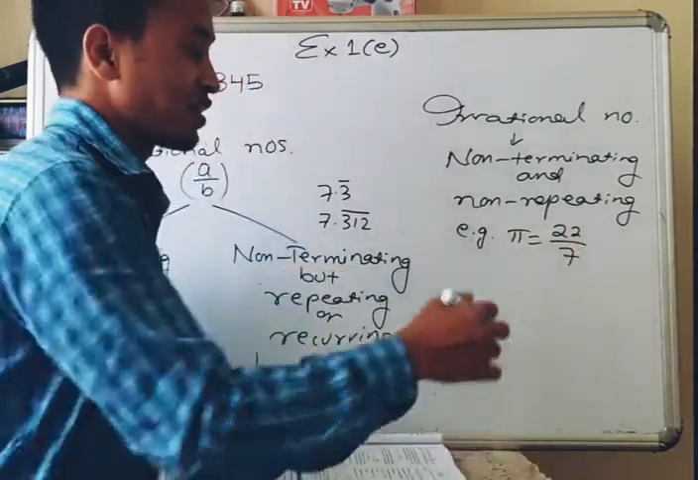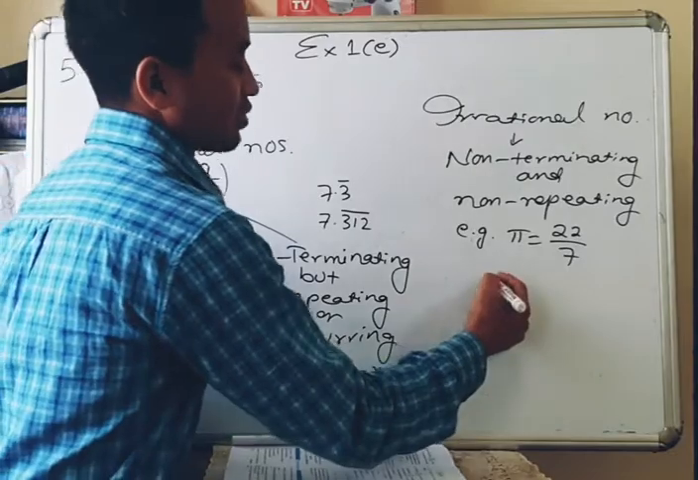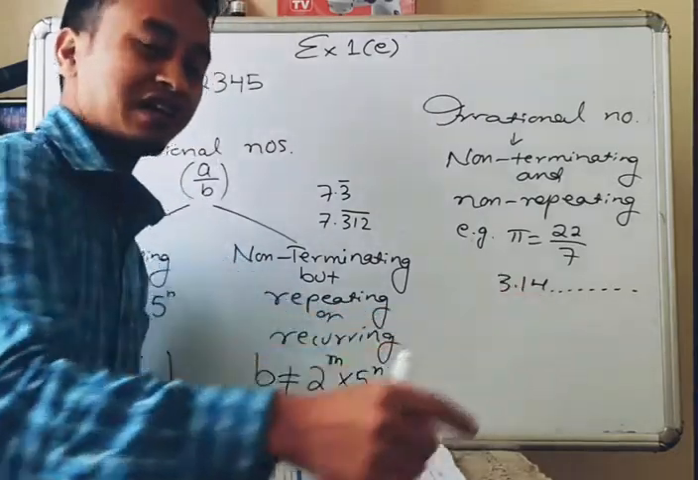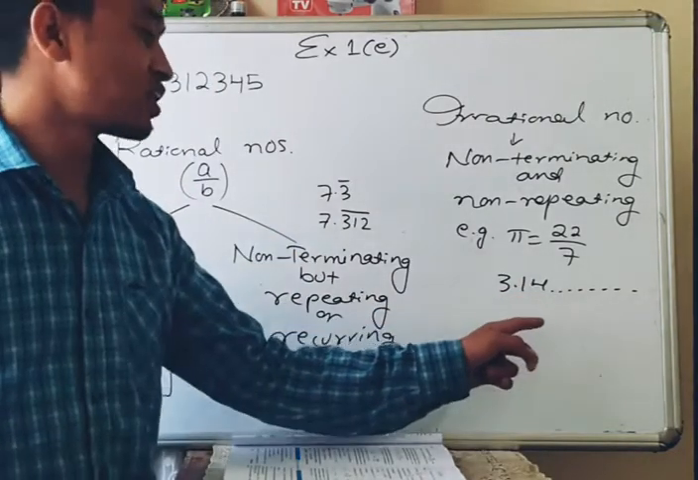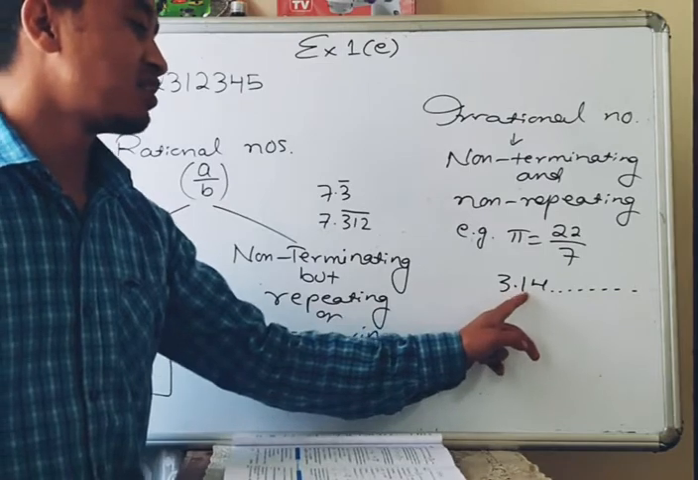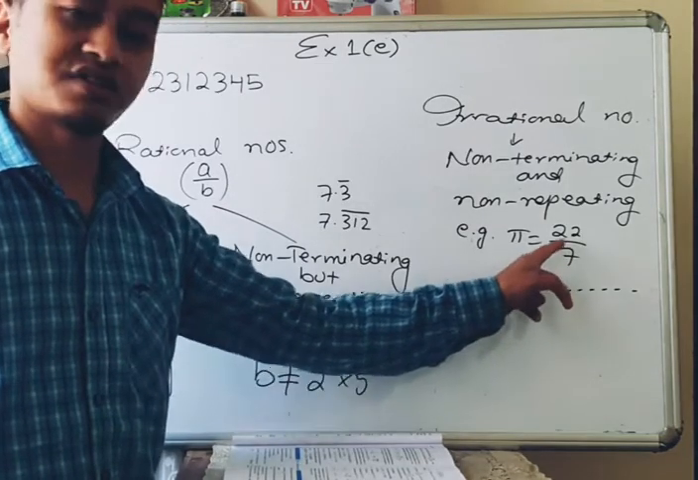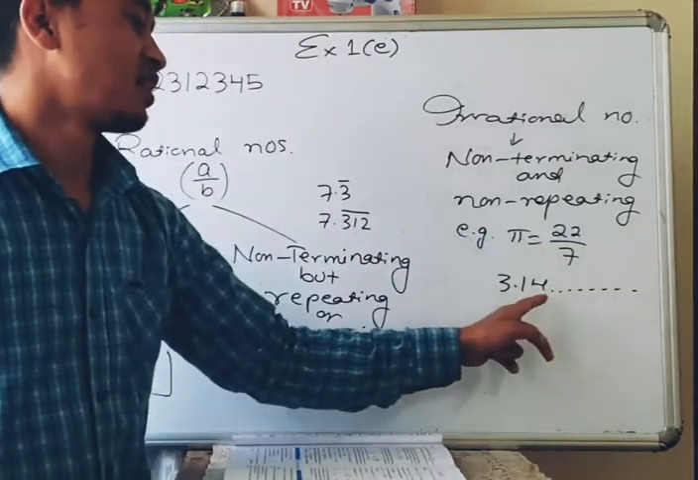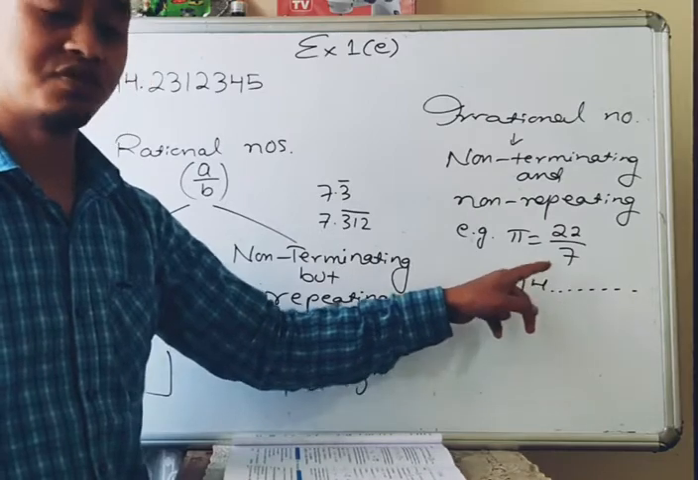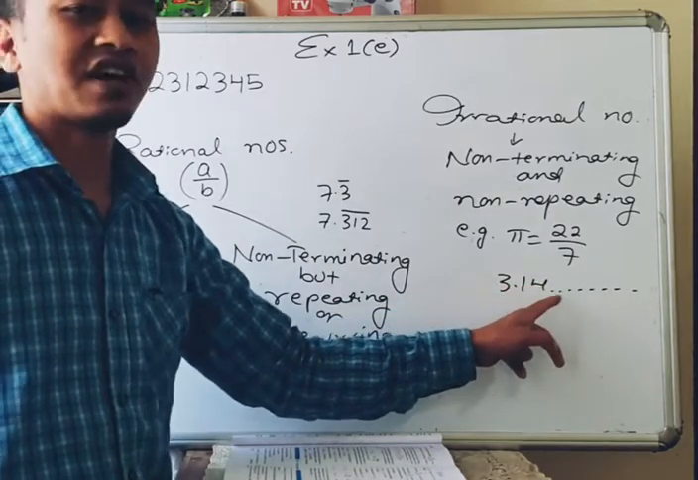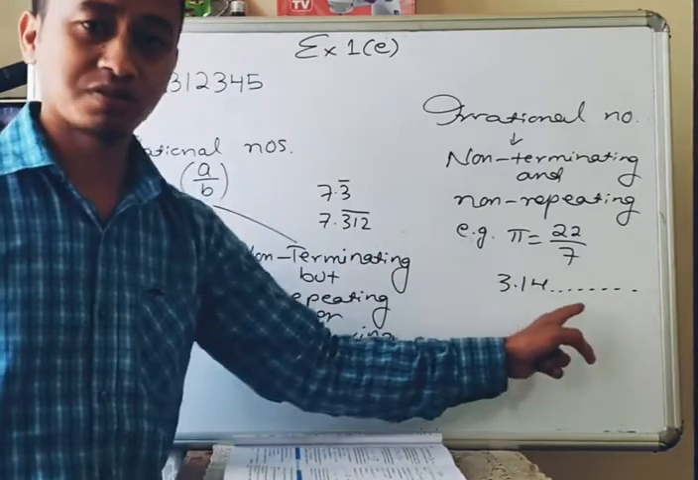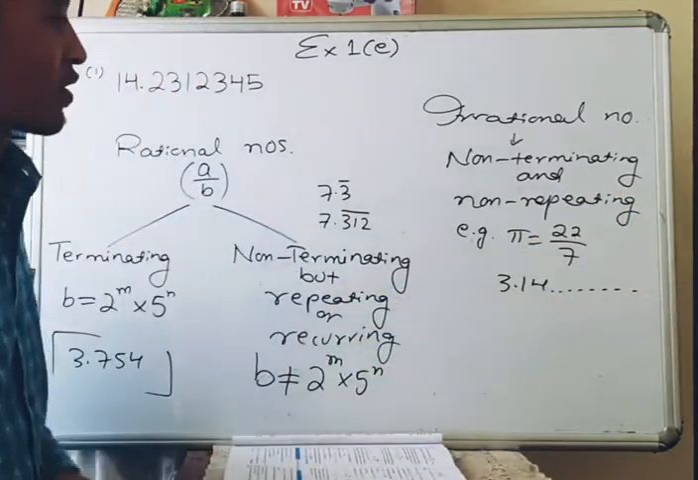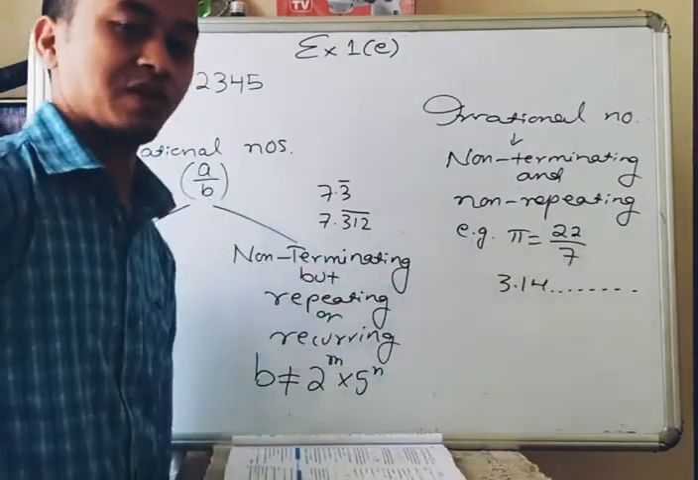unlike 22 upon 7. If you divide 22 by 7, you will get something like 3.14 and so on. Just for your information, the decimals of pi will never end. Scientists have been doing experiments on this, even using supercomputers, and they have seen that even after a trillion places, these digits do not end. That's the amazing fact about this.